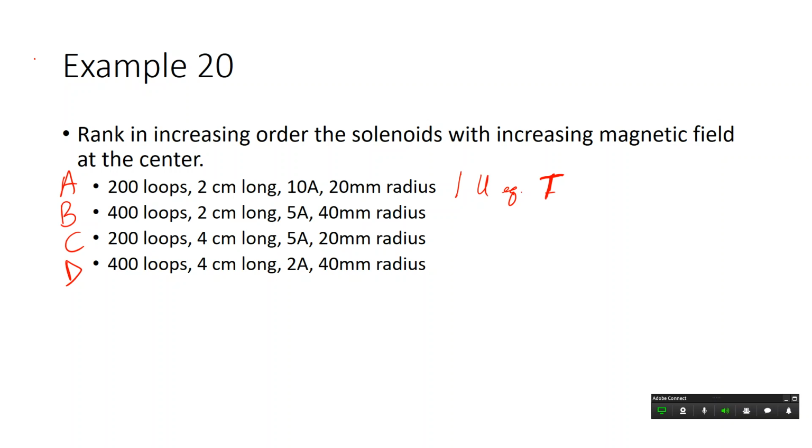So B has the same amount, so I'm going to say 1 unit for B as well. Okay, now how about C? We're always comparing this back to A because that's our 1 unit reference point. It's got the same number of loops, it's twice as long and half the current, 4 times smaller. So it's going to be 0.25 units of magnetic field, right? Because remember, the longer it is, the less strong your solenoid is as a magnet. And D, compared to A, is double the loops, double the length, and 1/5 the amount of current.